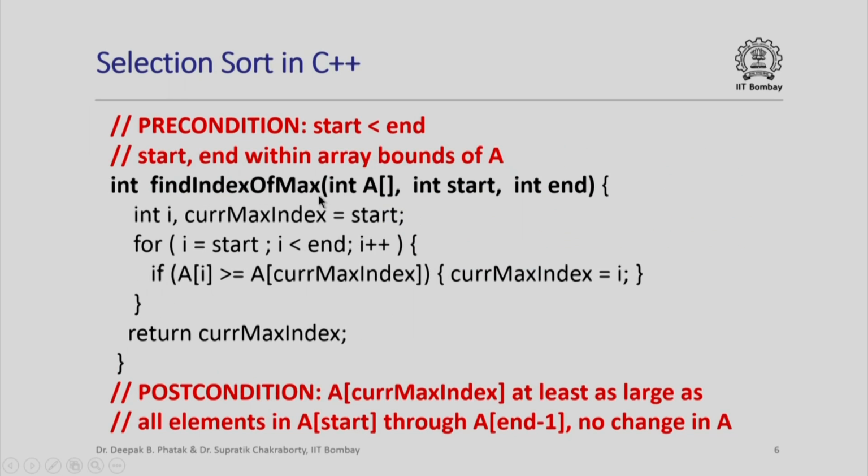This is how find index of max looks like. We have seen this in an earlier lecture. Basically, we iterate from the starting position to the ending position in the given array, and if at any point of time I find an element which is greater than or equal to the currently maximum seen element, I update current max index, and when this loop completes I can return current max index.